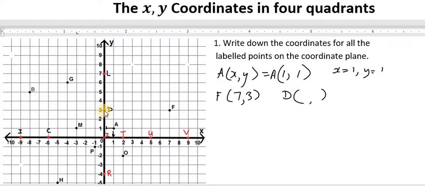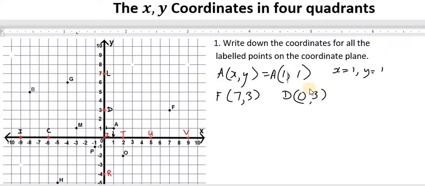So if you look at point D, focus on the x-axis. Which value on the x-axis is point D above? I'm sure you recognize point D is above 0 on the x-axis. So the location of D in reference to the x-axis is 0. And the location of D on the y-axis is right there at 3. So the y coordinate is 3.